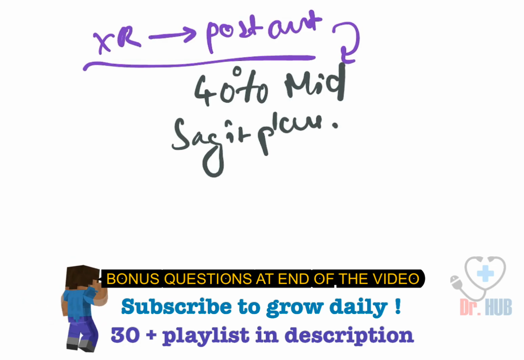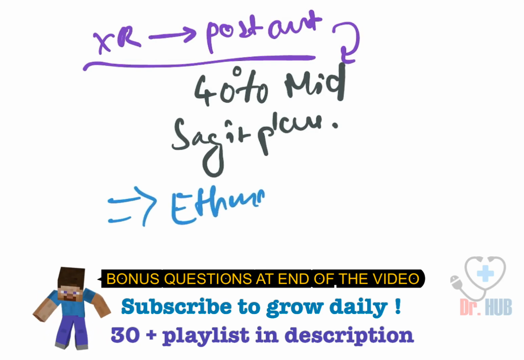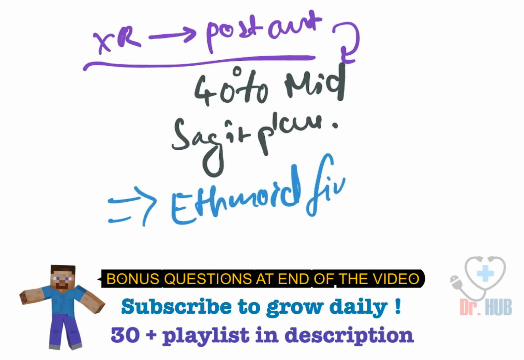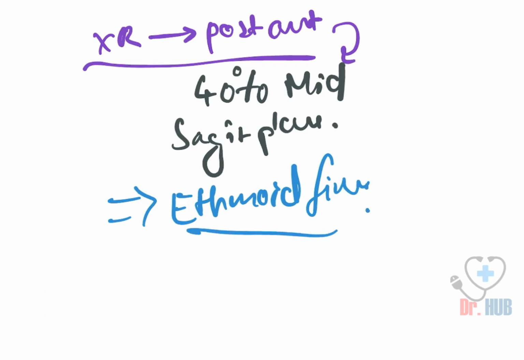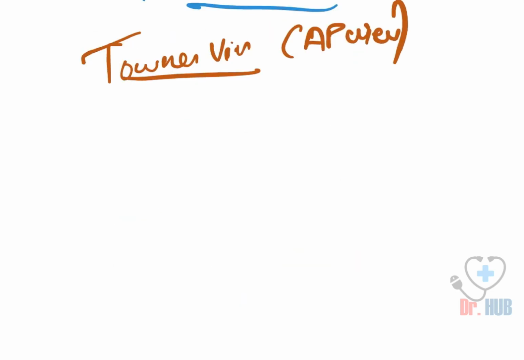So what is seen in the Rees view? The ethmoidal sinus is mainly seen in the case of the Rees view. Next we move on to the Townes view. So what is the Townes view? The Townes view is nothing but the AP view, the anteroposterior view.